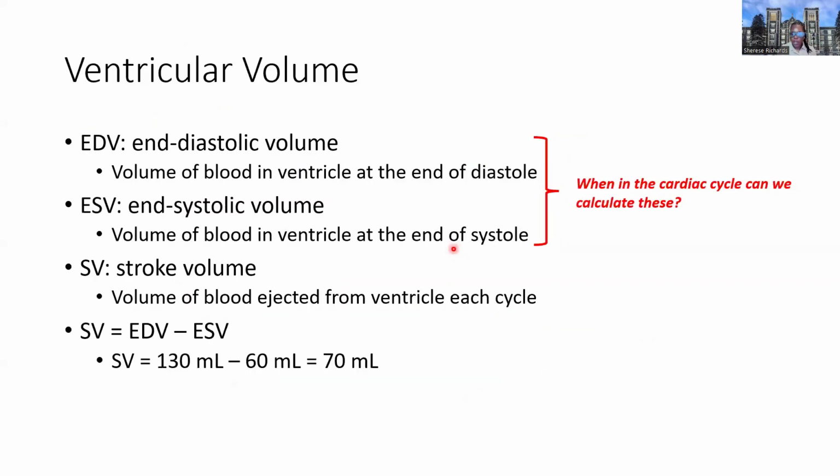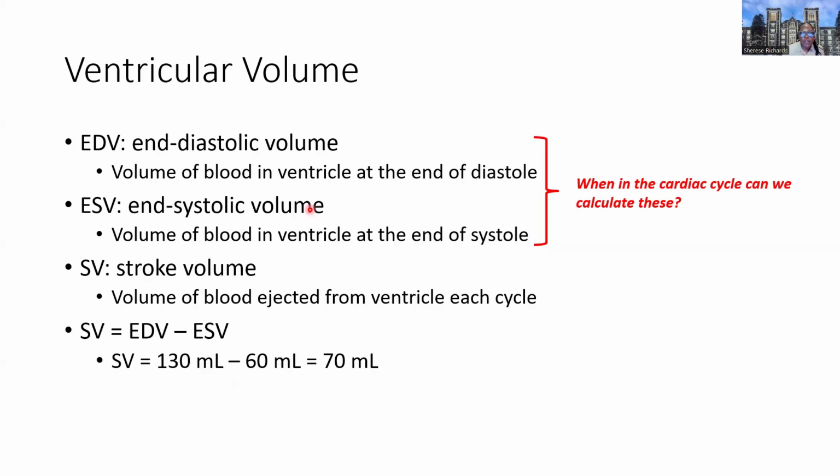Let's think about some of the ventricular volumes and how we can calculate them and what they can tell us about the health of the heart. So the end diastolic volume is the amount of blood filled into the ventricle at the end of diastole. So after the ventricle fills, what is the amount of blood that is sitting in that ventricle at the very end of diastole? And for the end systolic volume, this is the amount of blood that is in the ventricle at the end of systole. So after we have ejected blood from the ventricle, how much blood is remaining at the end of the ejection phase, or phase 3?